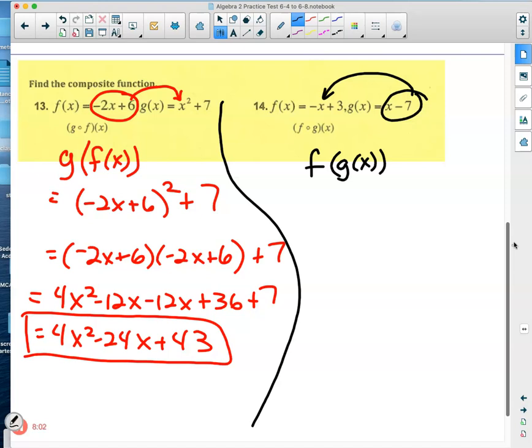Ooh, I see something dangerous. Do you see the something dangerous? People miss that a lot. Don't forget about that little negative in front, and distribute it like it's a negative 1. So that's the danger with subtraction, you know.